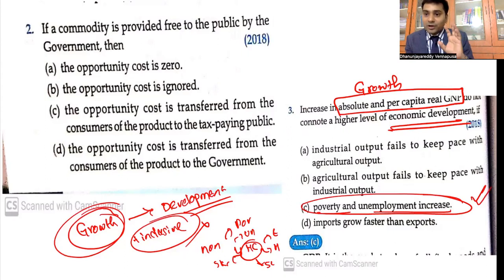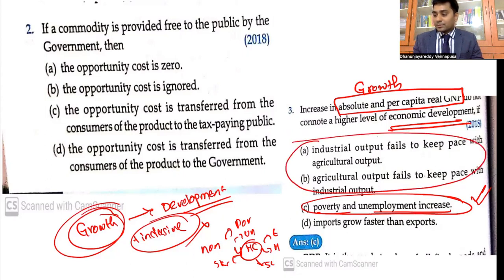Look at the options if you don't understand, to eliminate at least. Industrial output fails to keep pace with agricultural output. Agricultural output fails to keep pace with industrial output. What is this? Both are sectors of the economy, right? Industrial output is failing to keep pace with agricultural output. Agricultural output is failing to keep pace with industrial output. Both are similar statements. But look at this clearly. Both are similar statements. If this is correct, this has to be correct.